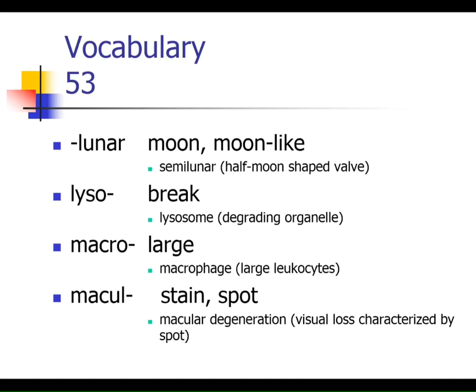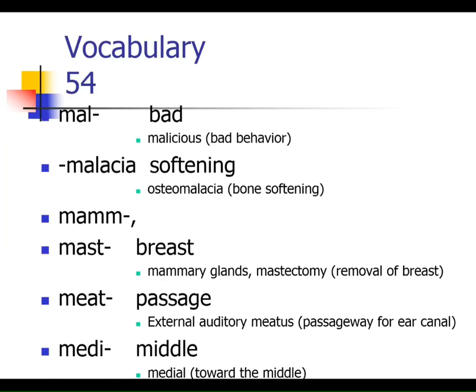Mal, bad. Malicious activity, but also malaria. We didn't know before we understood what caused malaria, they thought it was bad air. Literally, malaria, bad air. We know differently now. Malacia is softening, osteomalacia. If you don't get enough vitamin C, your bones are actually quite soft, and that would be osteomalacia, softening. Mam and mast, both referring to the breast.